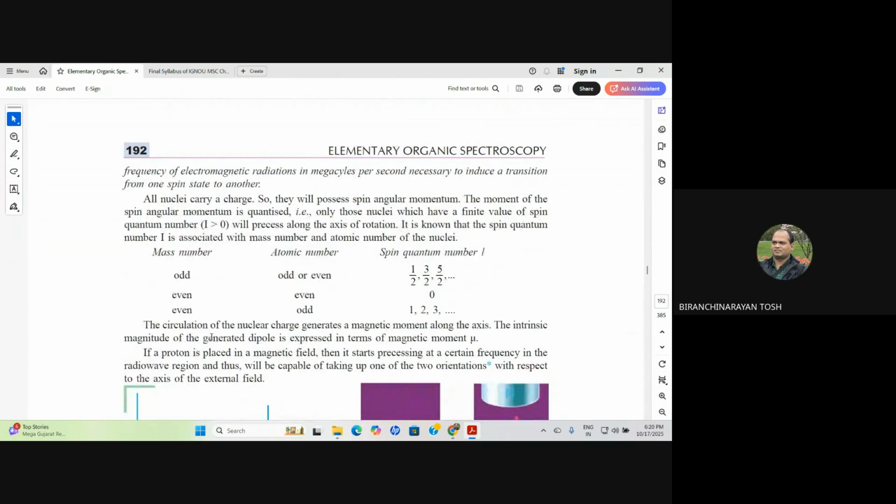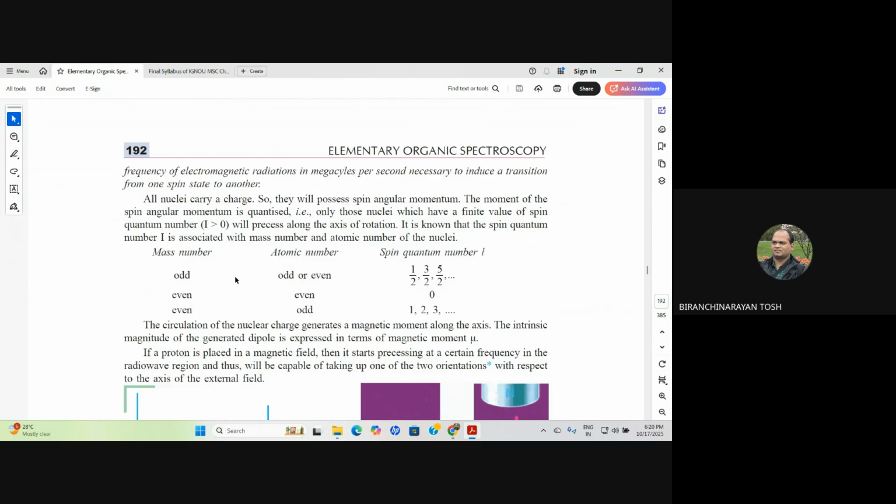So you can see that the mass number and atomic number can now be correlated. Second case: if the mass number is even and the atomic number is even, atomic number meaning the number of protons, then there is an even number of protons and an even number of neutrons. Then the spin quantum number will be 0.